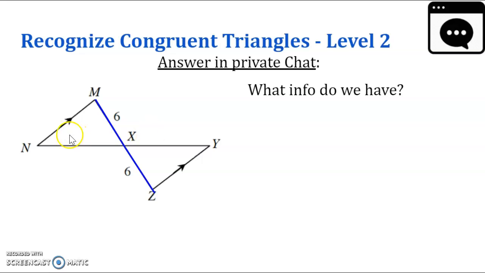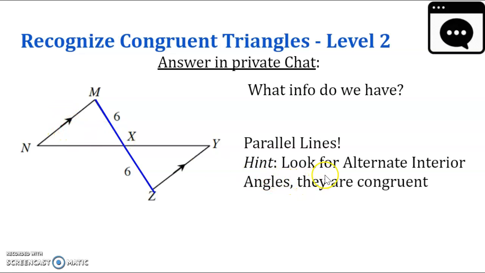Are we given anything else? Well, we're told that this line NM is parallel to ZY. That's what this arrow tells me. If two lines are parallel, what else can we decide? We can look for the alternate interior angles because they are congruent. So where are my alternate interior angles? To do that, I'm going to extend my two parallel lines, and here is my first alternate interior angle. Remember, alternate interior angles form that Z, and inside the Z are the two angles that are congruent. So the two red angles are congruent.